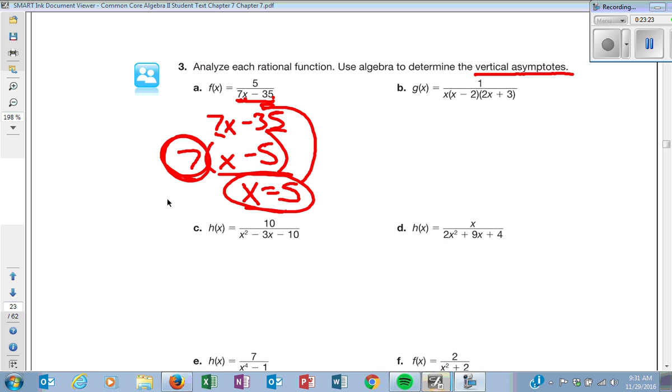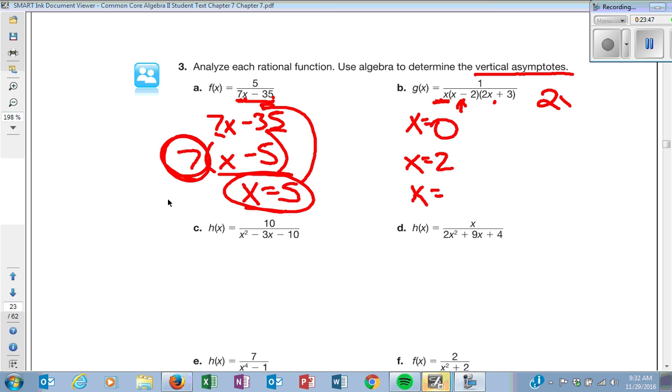Okay, right here, it's already factored for you. So x equals, can this ever become 0? Yes, if x is 0. And if this is 0, then 0 times anything is 0. So x equals 0 is one of my asymptotes. X equals, well, what would I put in here? A positive 2.